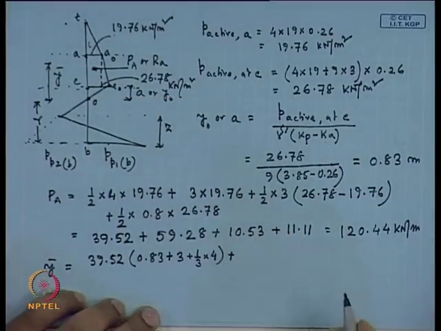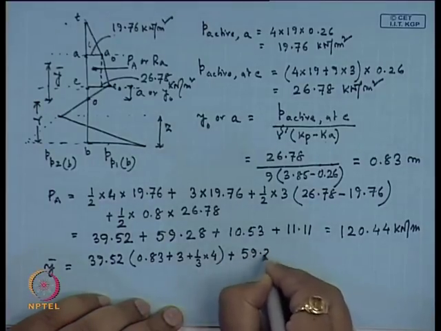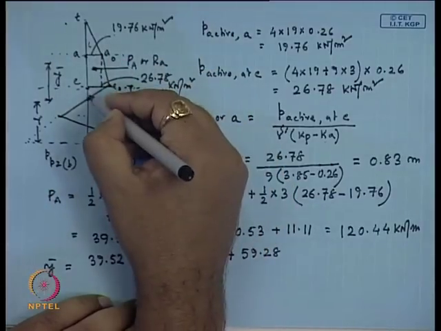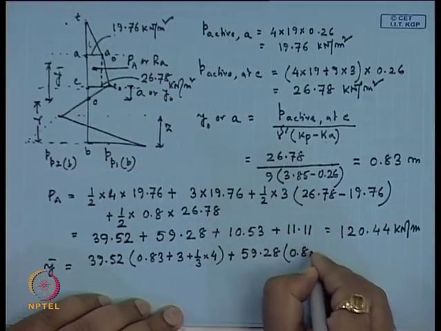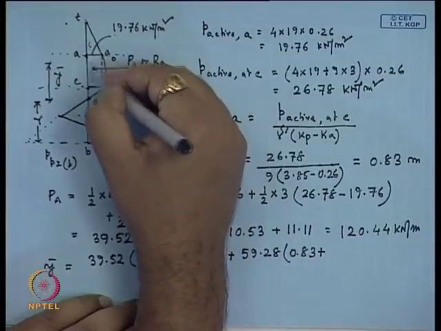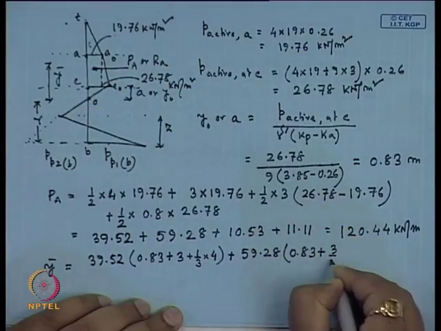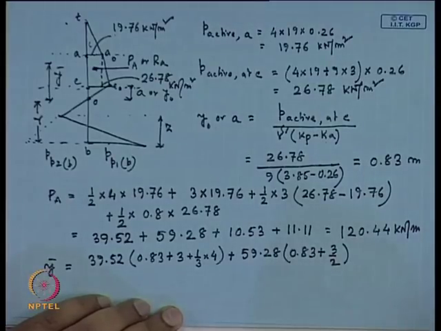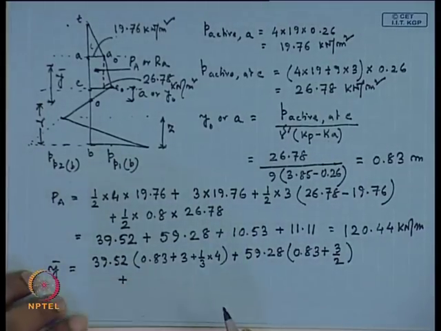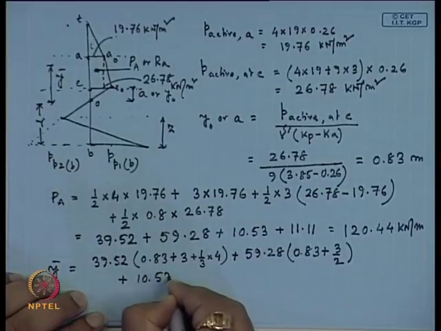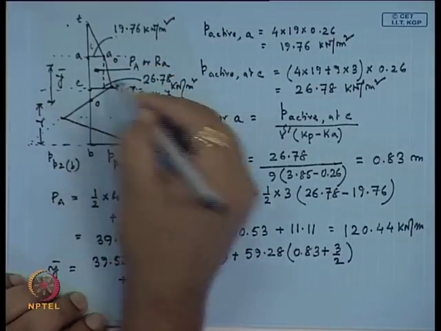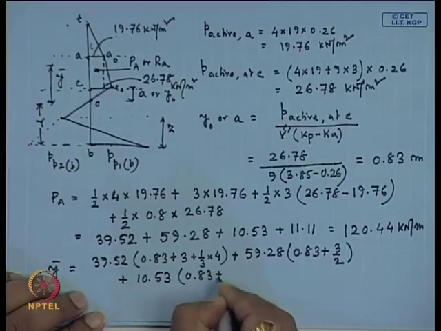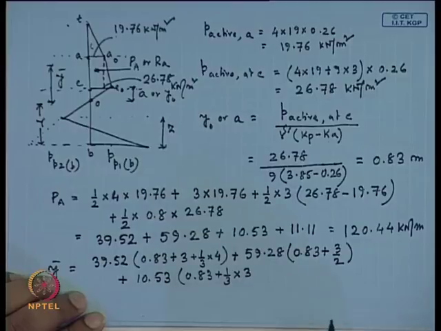Then the next one is 59.28 for this rectangular area, which acts at half of the rectangular area. So that means 0.83 plus 3 by 2. Next one is 10.53, which is the force due to this triangular area only. That will also act 1/3 from the base of this triangle. So that is 0.83 plus 1/3 of 3 meter, since the height of this triangle is 3 meter.